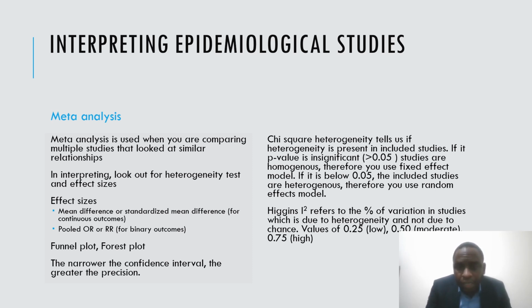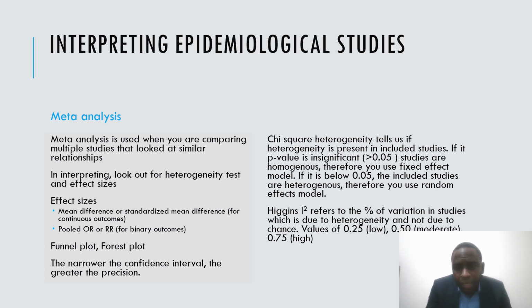Any variation in the outcome might be due to chance. All right. Now, another effect measure that you will see in meta-analysis is called the Higgins I-square test.